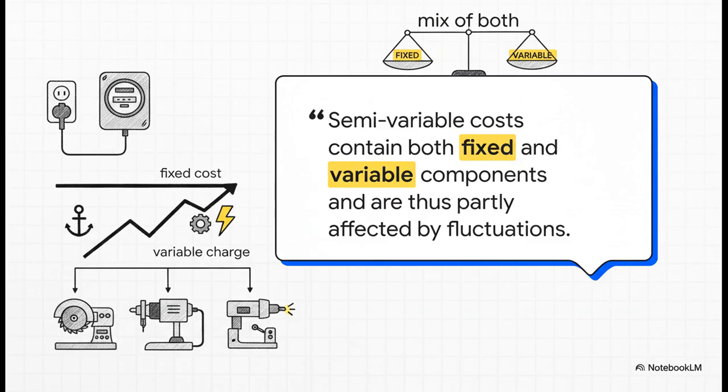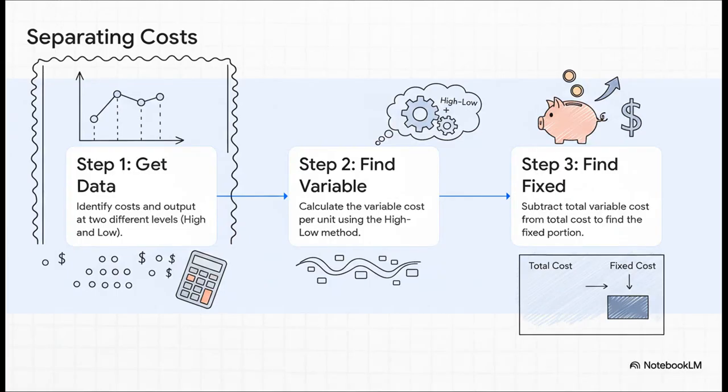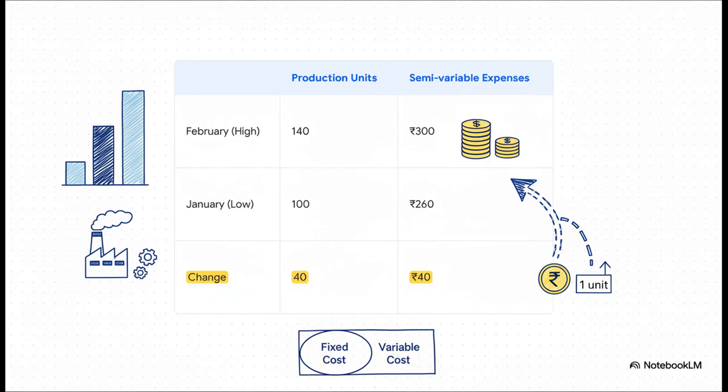These are what we call semi-variable costs. The good news is, our toolkit has the perfect gadget for this. We can actually break down these tricky costs into their fixed and variable parts. We use a simple little technique called the high-low method. Let me show you how it works. Okay, let's walk through this together.